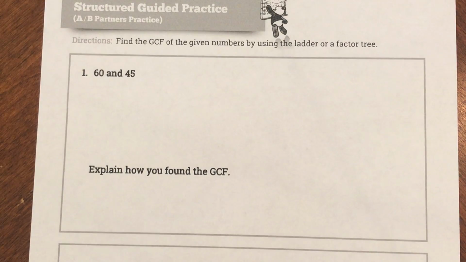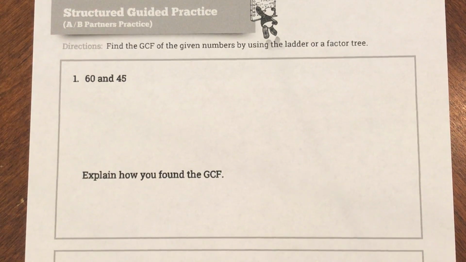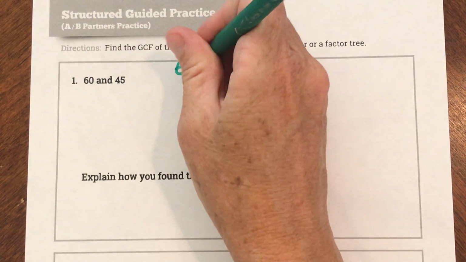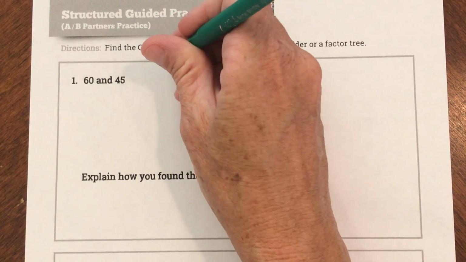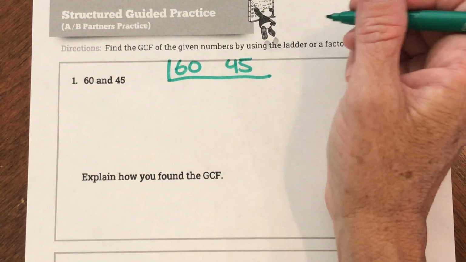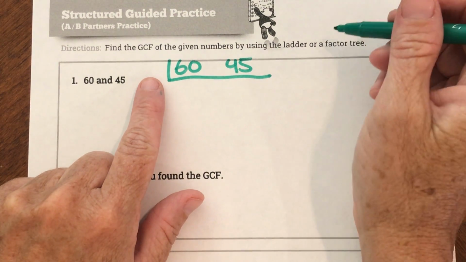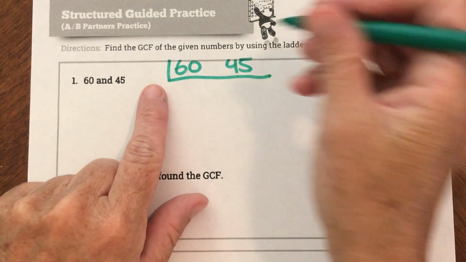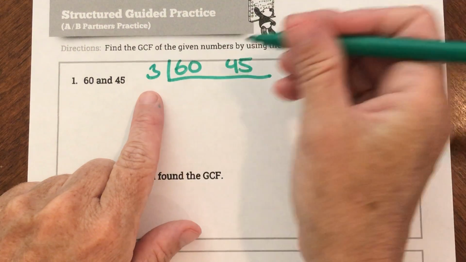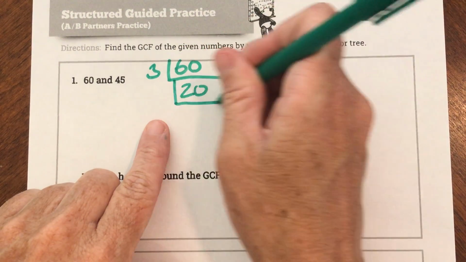We are on page 92, and here's our first one together, 60 and 45. So let's do the ladder method first. So we're going to set them up on one line, put our L, and then start with our prime numbers. So our first prime number is 2. 2 won't fit into 45. 3 is our next one. 3 will work on both of them. So if I divide them both by 3, I get 20 and 15.